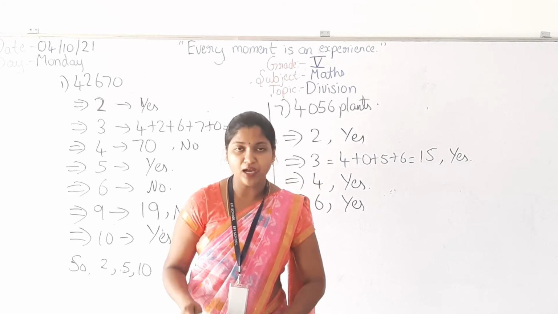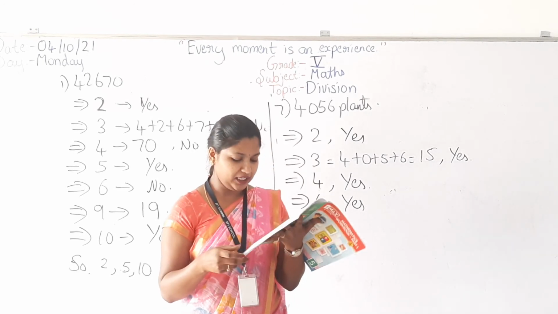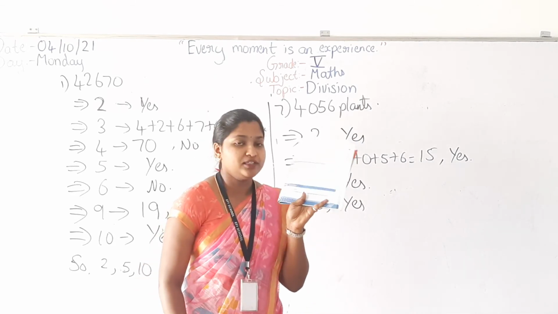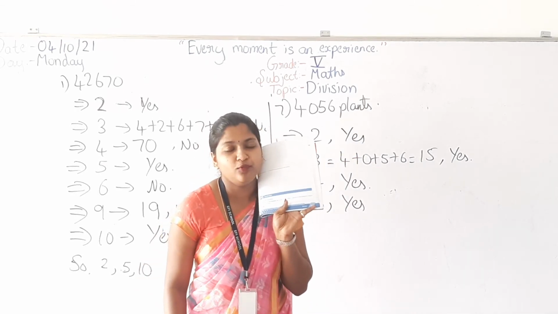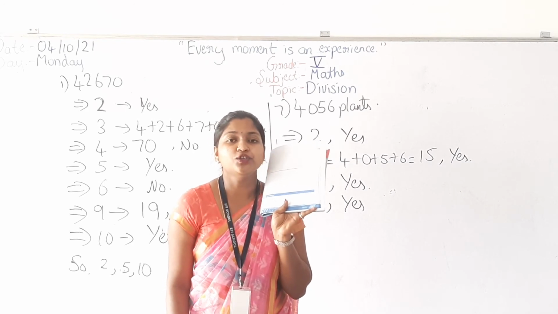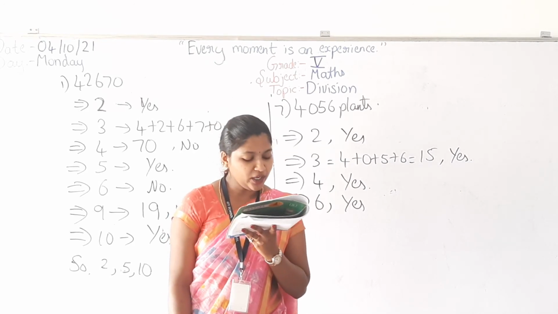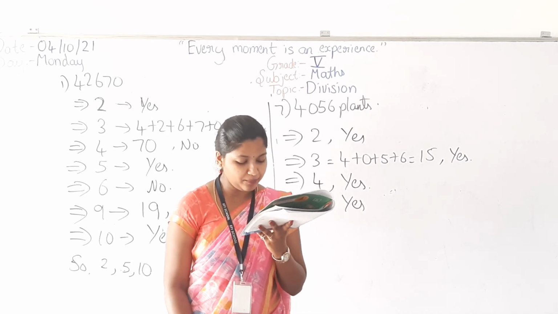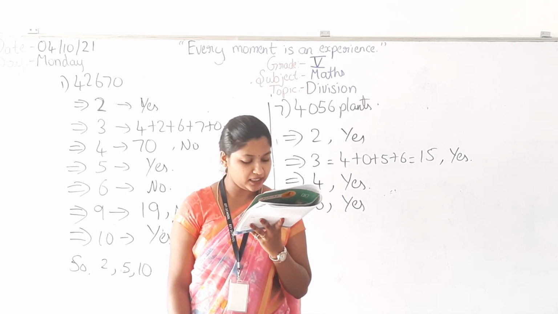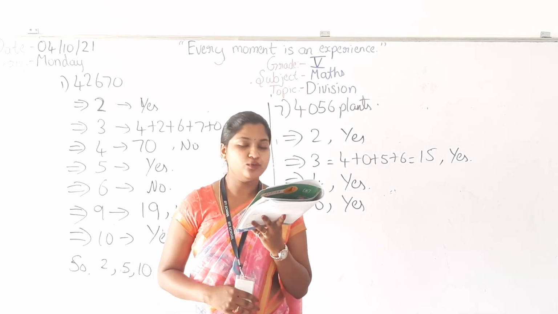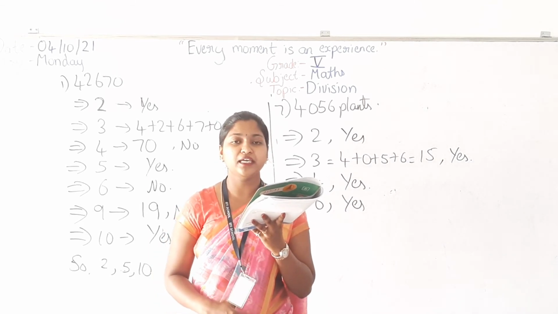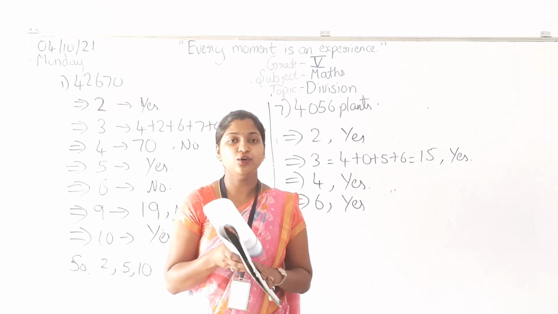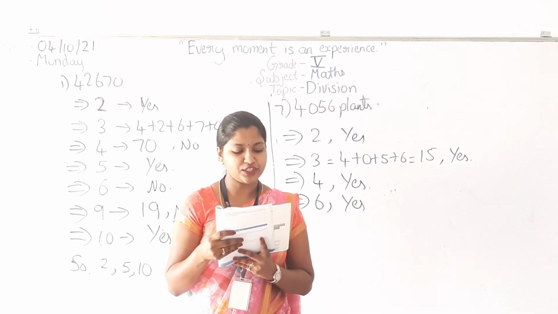Then please open the workbook. Everyone please take your workbook. Open page number 59, question number 17. Rohit has 2,503 marbles. He wants to divide them in groups of 3 and 6 exactly. Check if he can do so. You have to check whether the given number is divisible by 3 or 6. You know the rules, right? You have to check that.